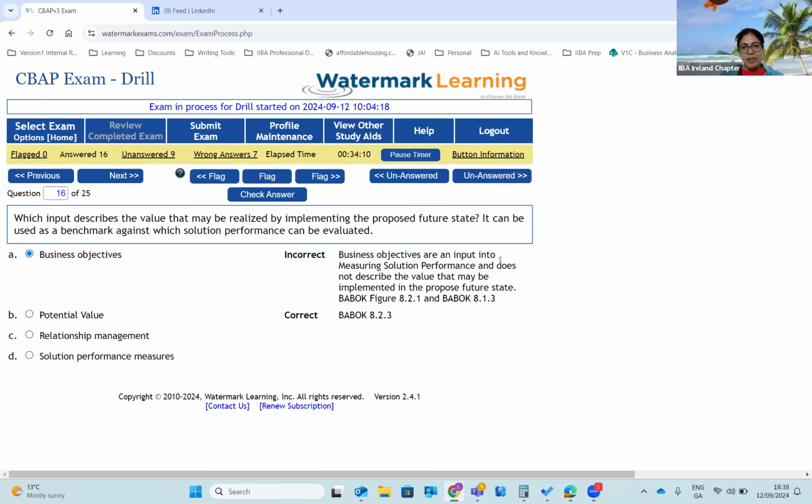Business objectives are an input to measuring solution performance and do not describe the value that may be implemented in the proposed future state. Oh yeah, value. You see, in the question there is value that maybe might be realized. So it's potential value. Value might be realized. Yeah, interesting.